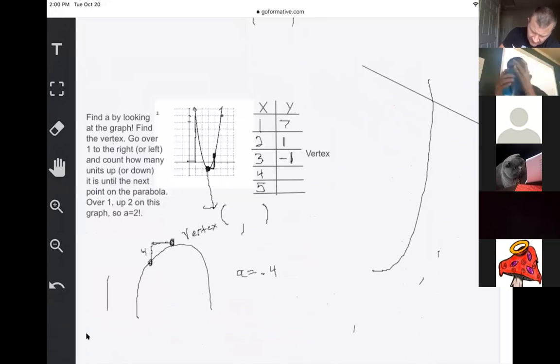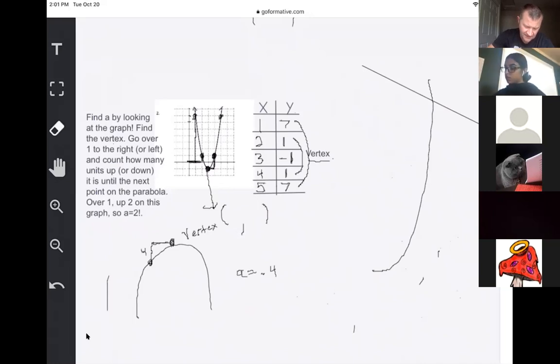So again, for those of you that haven't got it, 2 over and 1 up. It's that point. And then we have the vertex. And then we have the next one, which is 4 over and 1 up. And then 5 over and 7 up. And you can see we get this kind of mirroring thing going on. It's 7 on both sides. It's 1 on both sides with the vertex in the middle. Okay. That's just kind of how you put it into a table.